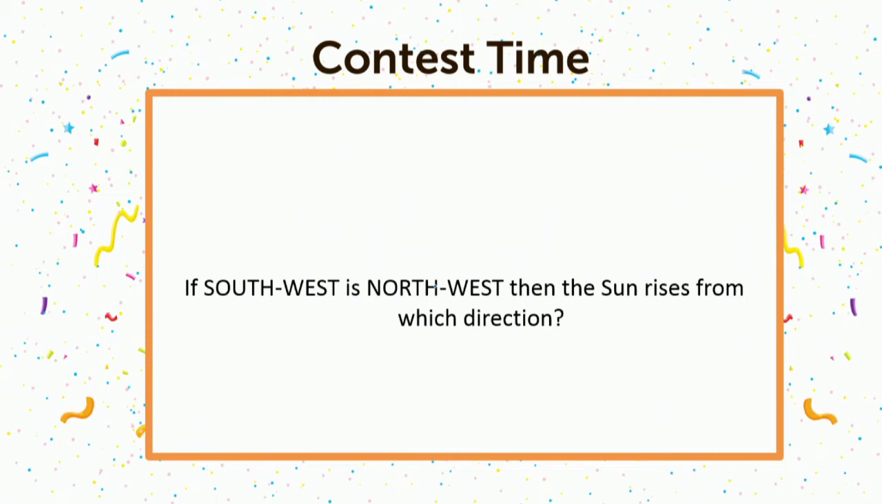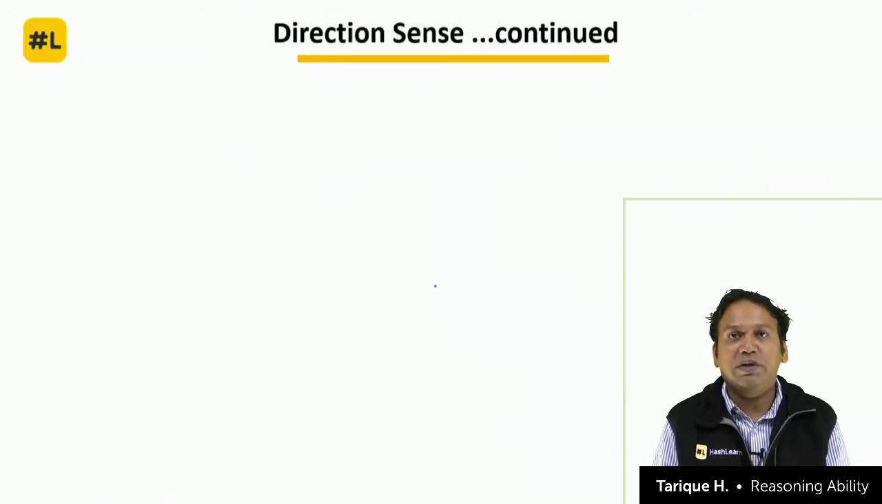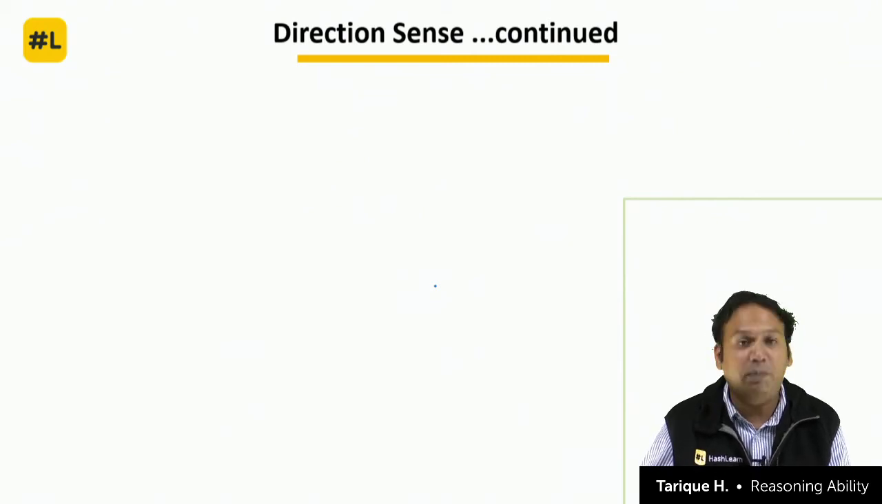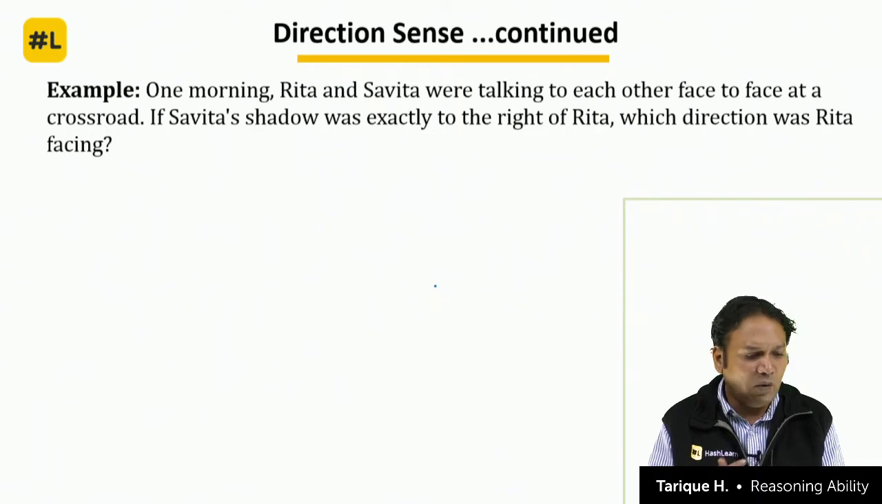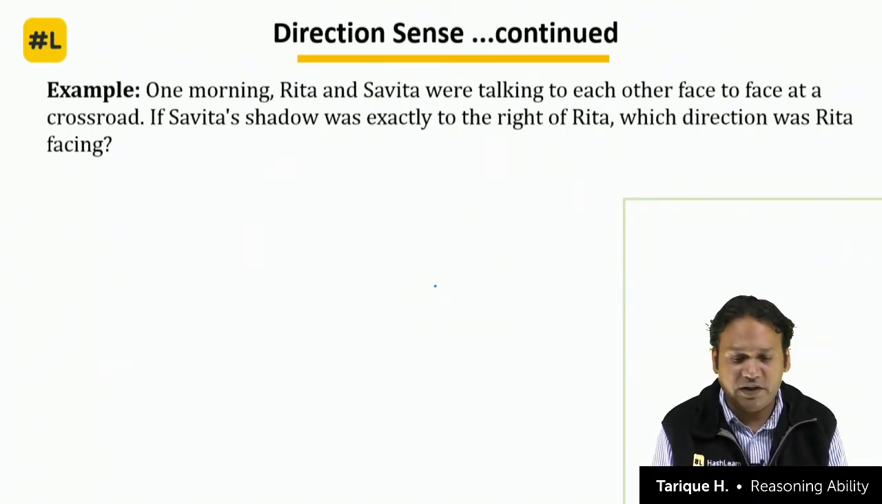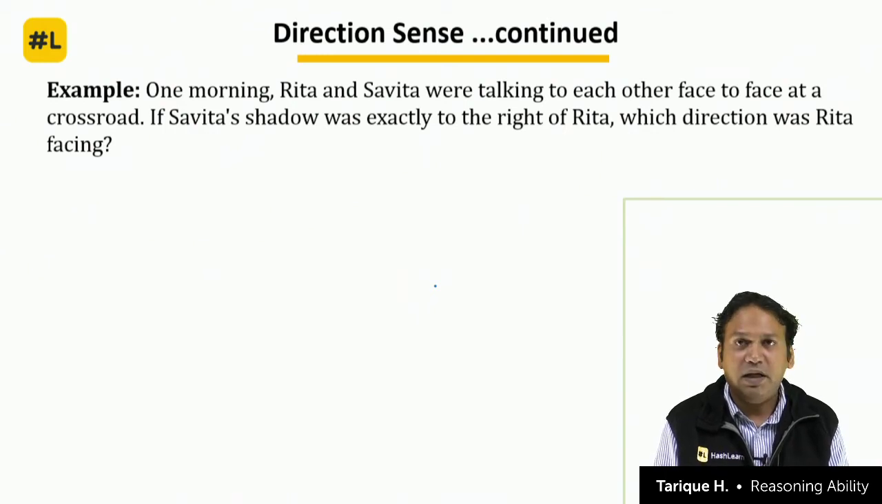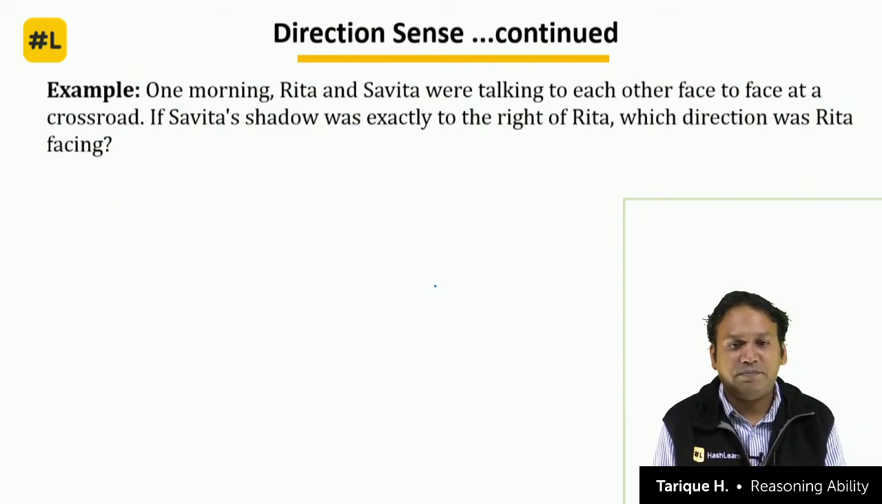Now I will be discussing the answer for this contest question in my next session. Meanwhile, we will go back to the direction sense and continue with the problem discussion. We will take one very interesting question here. One morning, Rita and Savita were talking to each other face to face at a crossing. If Savita's shadow was exactly to the right of Rita, which direction was Rita facing?